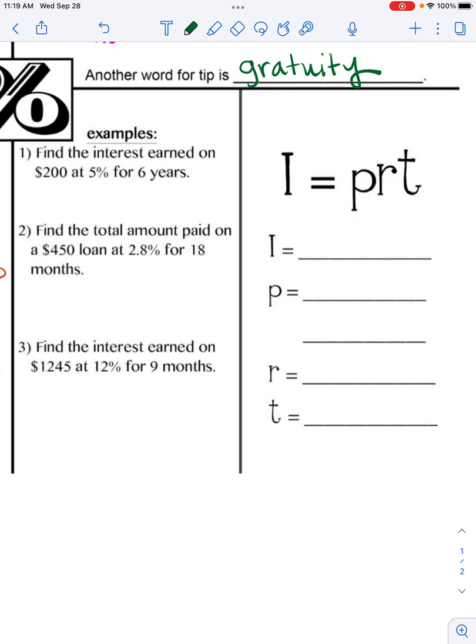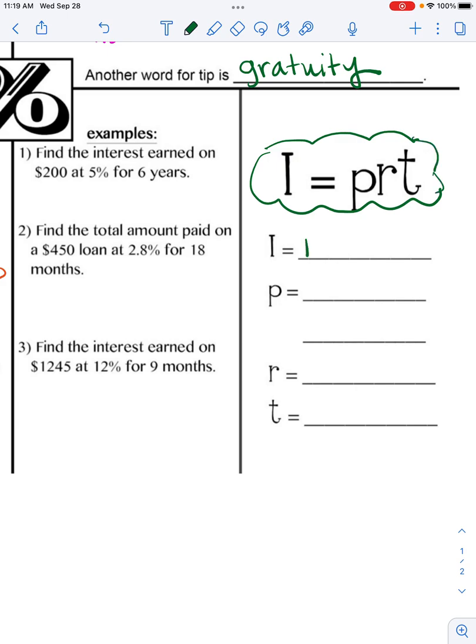All right, we're going to talk about simple interest today. It's called simple interest not because it's the easiest thing in the world, but because there's another kind of interest called compound interest, which is not a 7th grade standard. So we are going to use this fancy equation right here, I equals PRT.